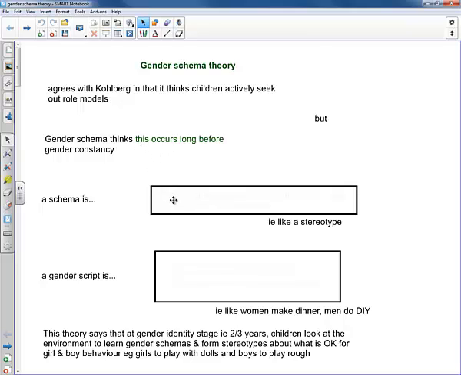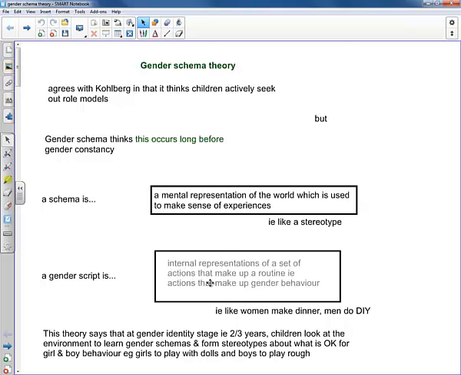What do we mean by a gender schema? Okay, it's just a mental representation of the world that helps us to understand the world, really. It's a bit like a stereotype. Okay, a gender script, same thing, but actually to do with routines, actions. That's all. So what does gender schema theory say? This theory says that at gender identity, roughly about 2 to 3, children look at the environment around them to try and learn gender schemas and to form stereotypes about what's okay for a girl and a boy.